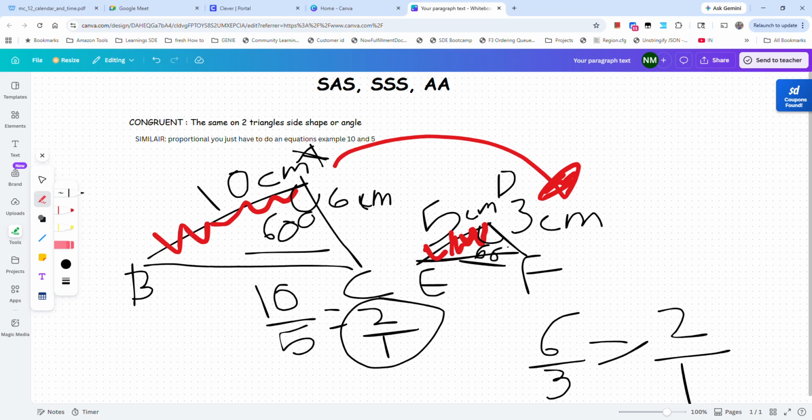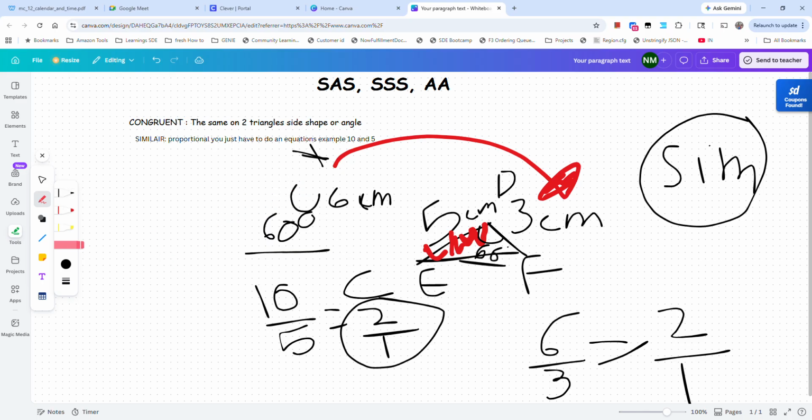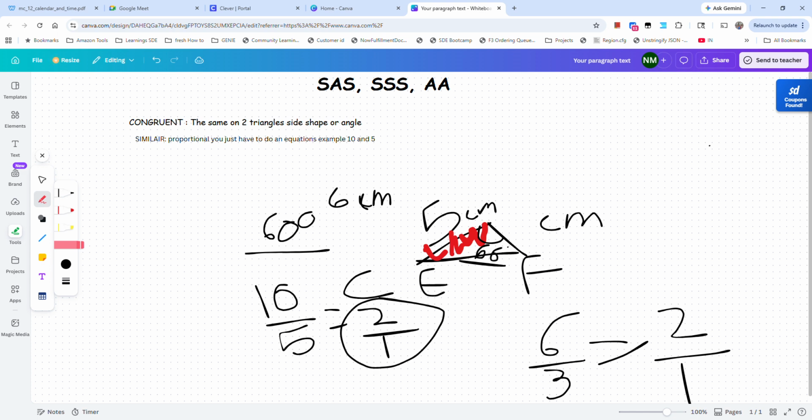Both the angles are the same. So that means check it off. I just wrote sim, but it's similar. You can check it off. Now let's go to another problem. That was SAS, if you want to remember that.